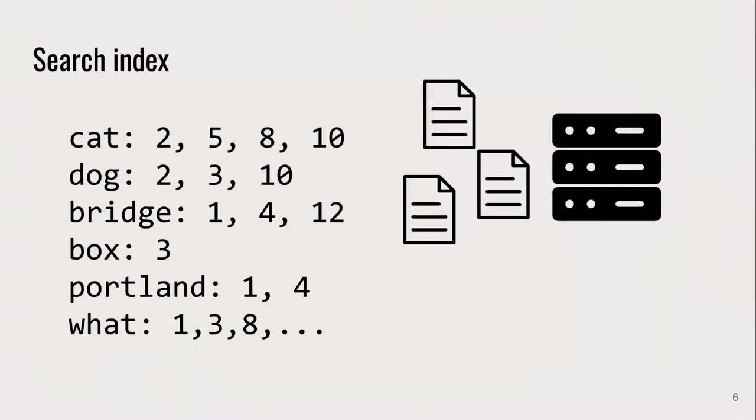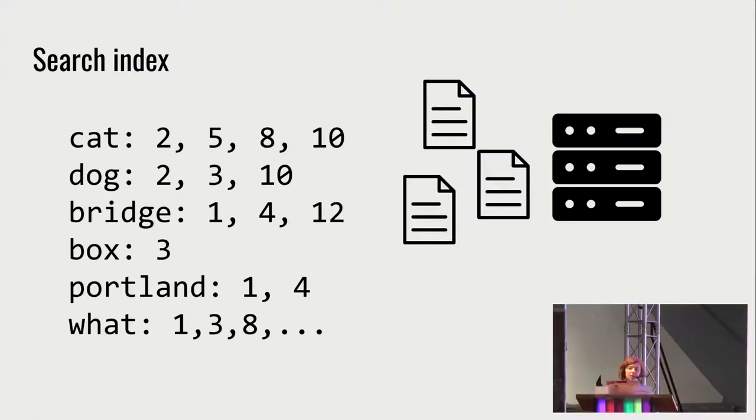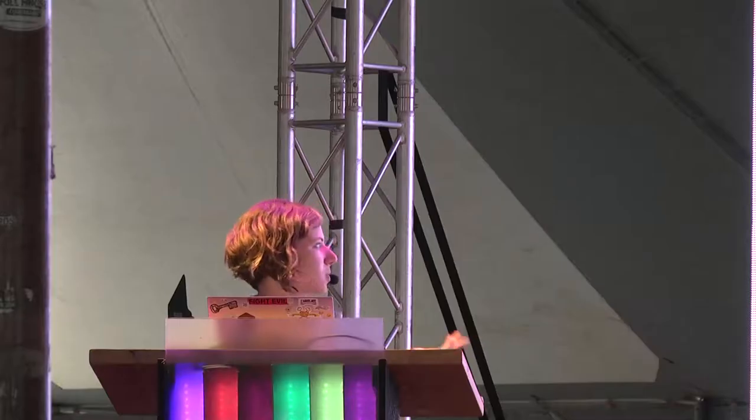A basic way of doing search is to create an index. As you create a document, as you edit a document, you put it on the server, and it will figure out what words are in each document and create a mapping from each word to the documents containing that word. Then in constant time, when you're doing a query, you can just look down the list and say, ah, bridge is in documents 1, 4, and 2. So the server will know to return documents 1, 4, and 2 to you.